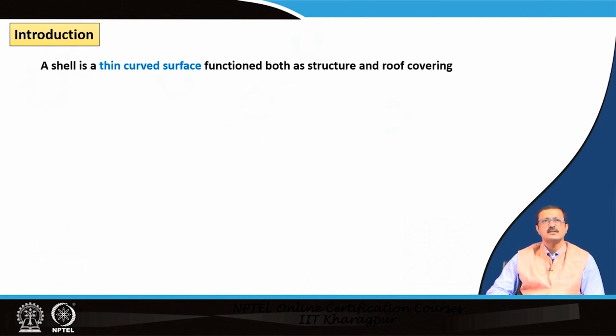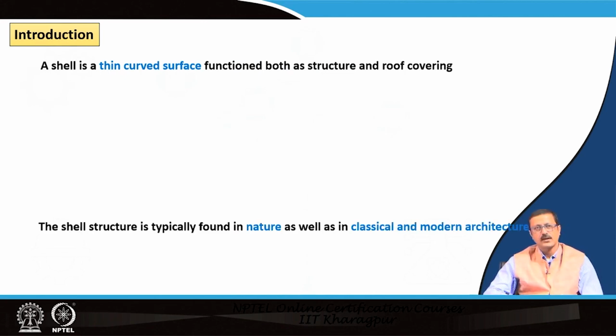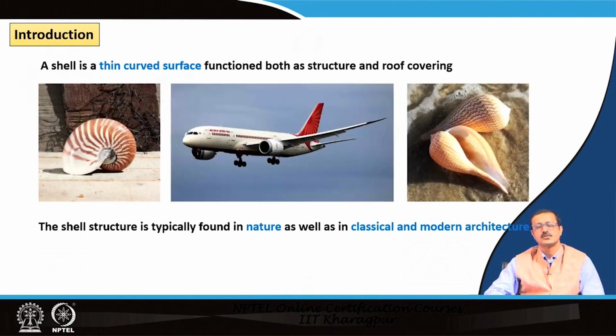A thin curved surface member is called a shell, which is very useful for covering the roof, and it also acts as a structural system. Shells are typically found in nature. There are a lot of examples in nature where animals are protected by shells, and you will also see a lot of classical and modern architecture through shells, and some of the things that people have developed are also shells.